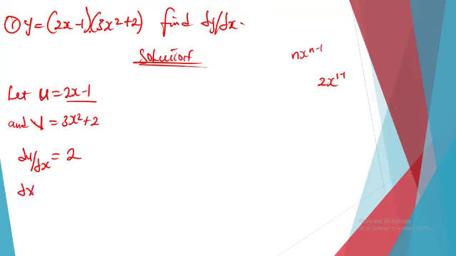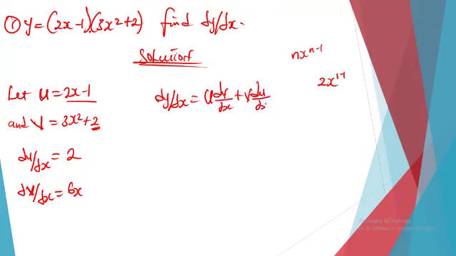Then we have dv over dx, which is the derivative of this. And that will give us 6x, where this is also 0. Now dy over dx is given to be u dv over dx plus v du over dx. We've gotten all these values.